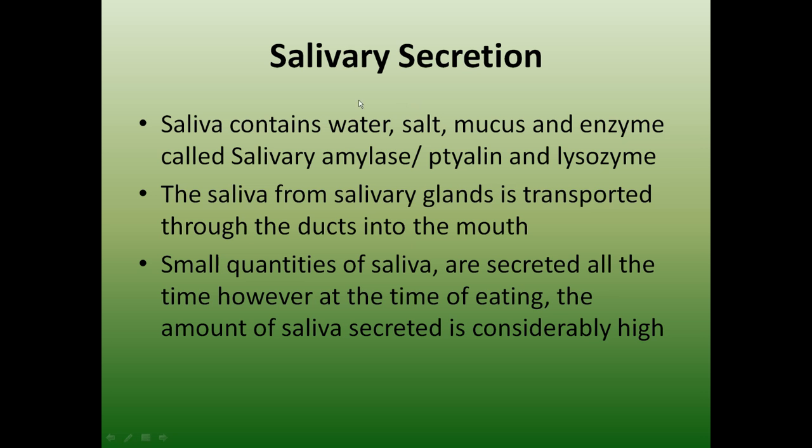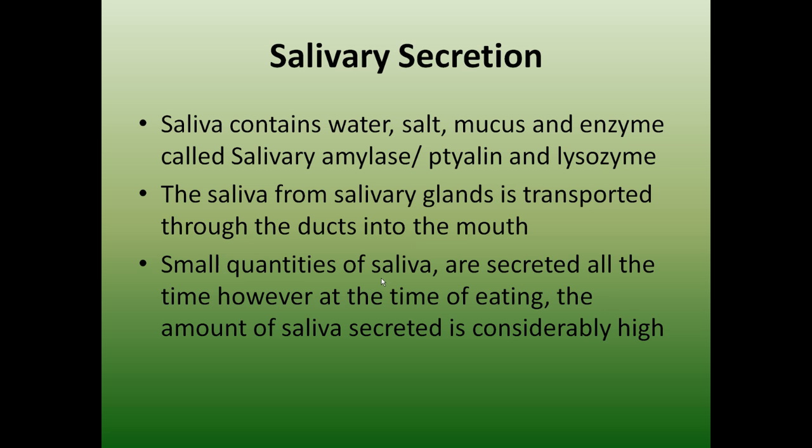Salivary secretion, as I have told you before, comprises water, salt, mucus, and enzymes. What kind of enzymes are present in the saliva? Salivary amylase, ptyalin, and lysozyme. Saliva from the salivary gland is transported through a duct into the mouth. As you know, these are duct glands, exocrine glands. Whatever I am telling you extra, please note it down in your bio notebook, of course. Salivary glands are exocrine glands, they are duct glands, not ductless. Small quantities of saliva are secreted all the time. Even if I'm talking right now, saliva is being secreted in my mouth.